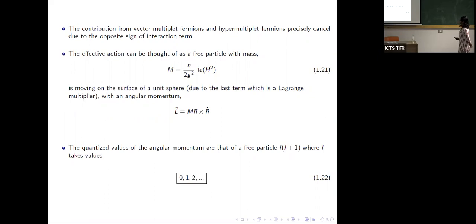Now it's a free particle which moves on a sphere. So the conserved quantity is the angular momentum, and its quantized values are that of a free particle moving on a two-sphere. So it starts from 0. So we have seen that this is the spectrum of the conformal dimensions of the BPS monopole operators.